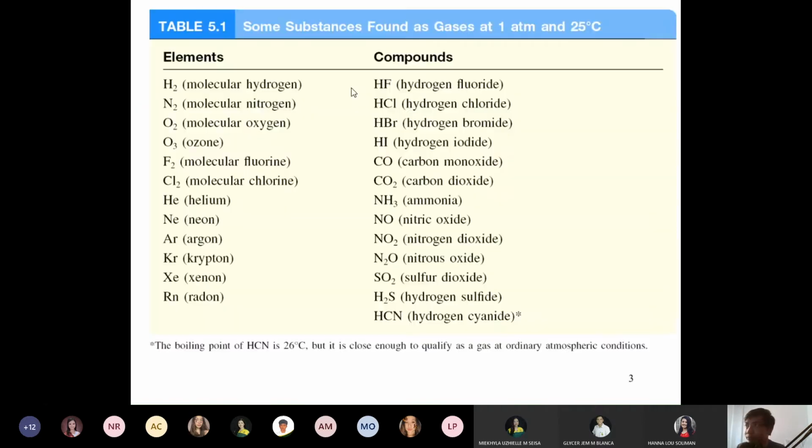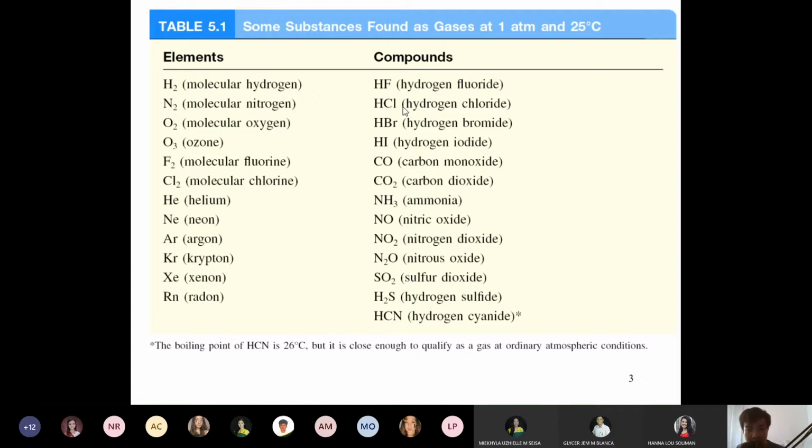Okay. So our gases may be elemental, that means iisa lang yung atom, or it could also be a compound, wherein may different atoms combined. Ayun. So, ito yung dalawang uri ng ating gases. So, may elemental, may compounds. And under normal conditions, all these examples in here are gases.